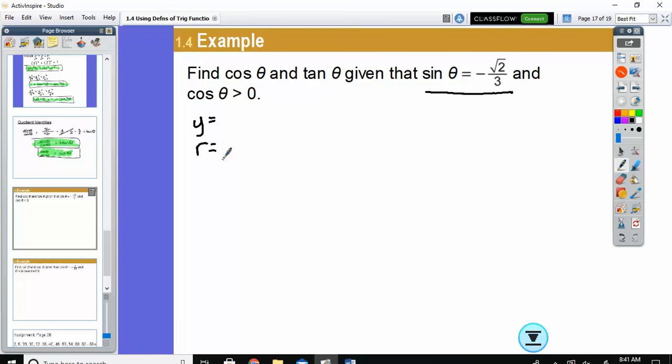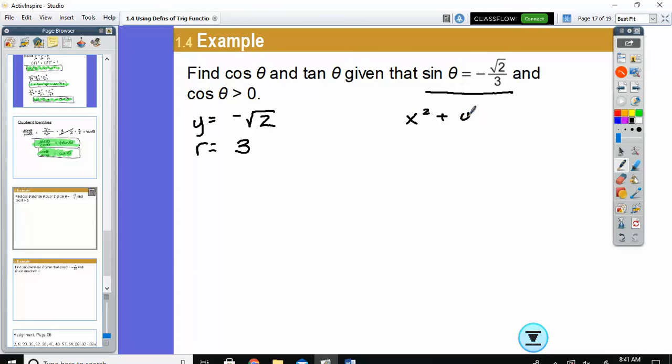Probably the R. No, because R is never negative, so it's positive. Exactly. R is positive no matter what. So my y is the negative radical 2. My r is positive 3. Okay, can we get x?